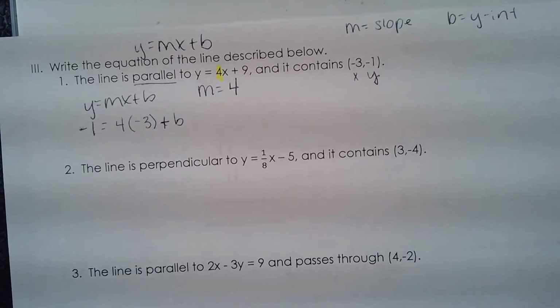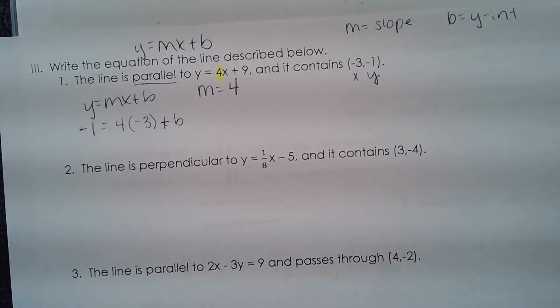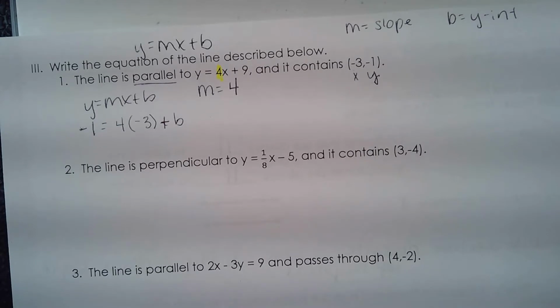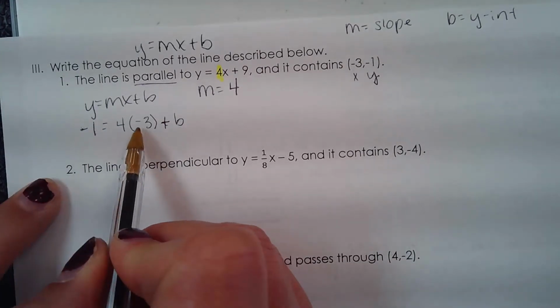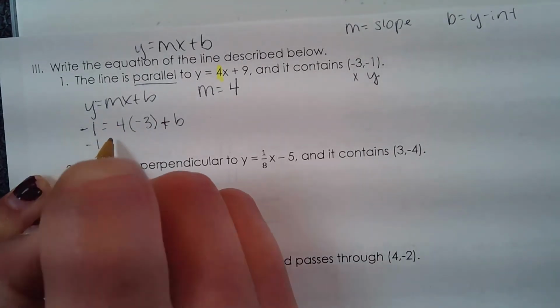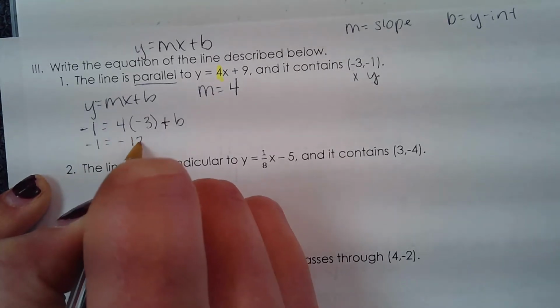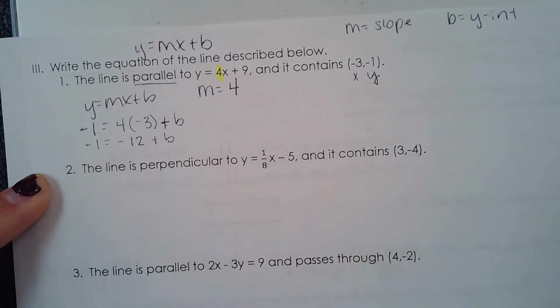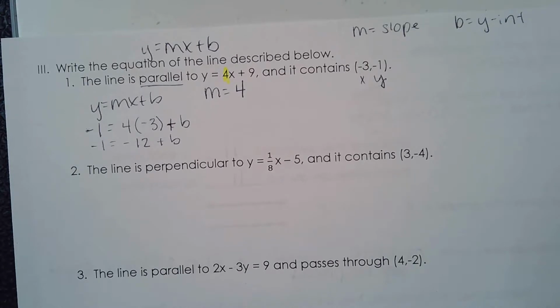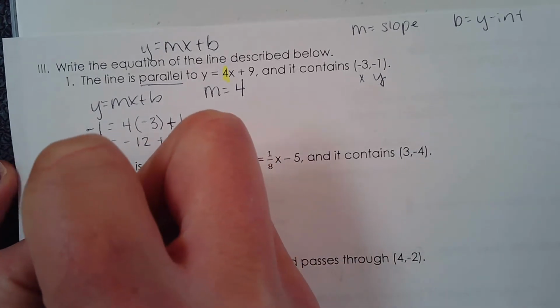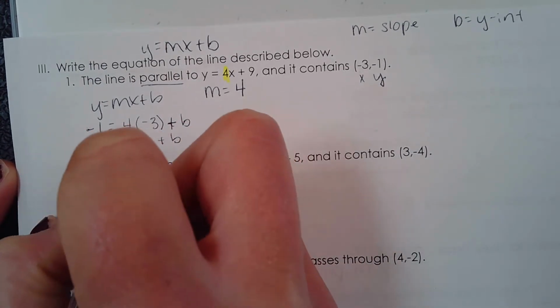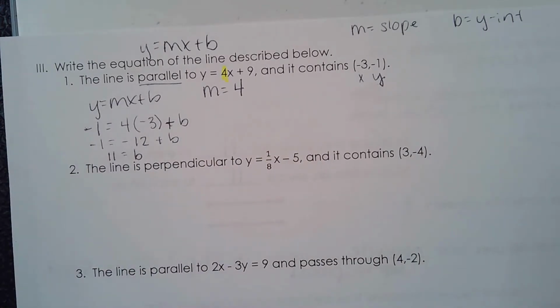Are we okay so far? Do we understand where all that stuff came from and why we put it where we put it? So now we can solve for that b and we'll know what our y-intercept is. If we have 4 times negative 3, what is that? So you've got negative 1 equals negative 12 plus b. How are we going to get b by itself? Add 12. So it's negative 1 plus 12. So 11 equals b. And that's our y-intercept.